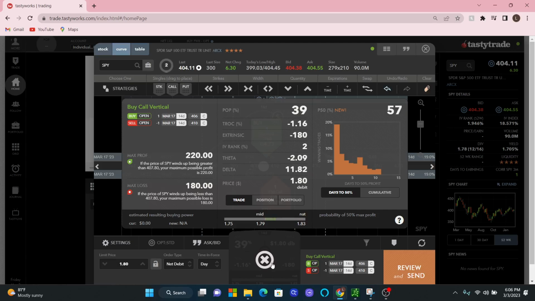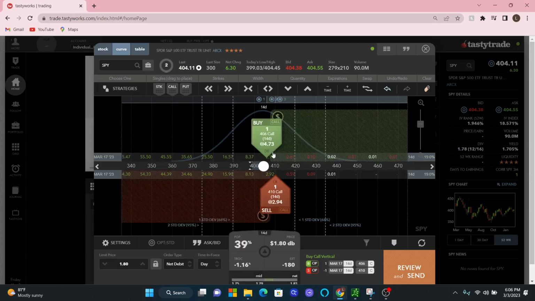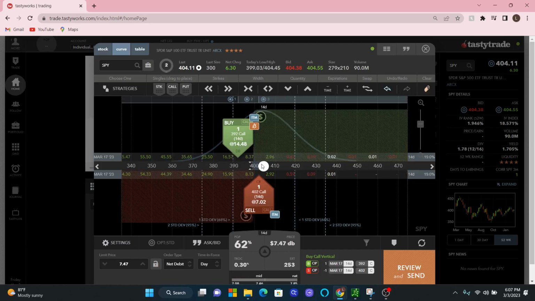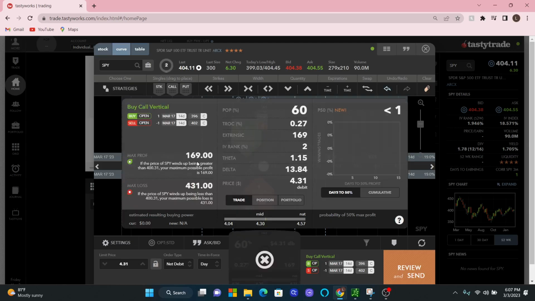In the world of options, it's backwards. If you want to give yourself a statistical edge, first, you want to always sell in the money, and you always want to buy deeper in the money. So in this case, the best trade right here would be having a max loss of $431 and a maximum profit of $169. Because here's the thing, guys.